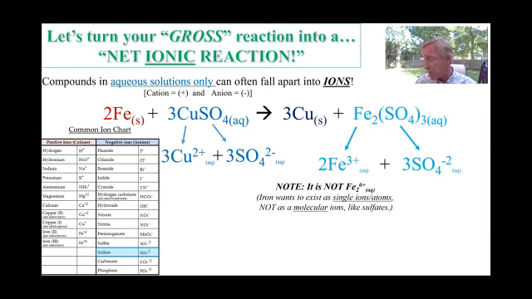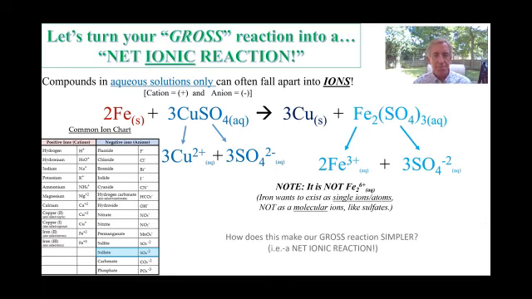If you look over at the common ion chart down at the bottom over there, you can see that Fe likes to come apart in one of 2 ways, either Fe2+ or Fe3+. And so when it falls apart in this molecule, you actually generate 2 Fe3+. That's what you need to balance out the 3 SO4 2-. Cool. How does all this help us take it from a gross reaction into a net ionic equation?